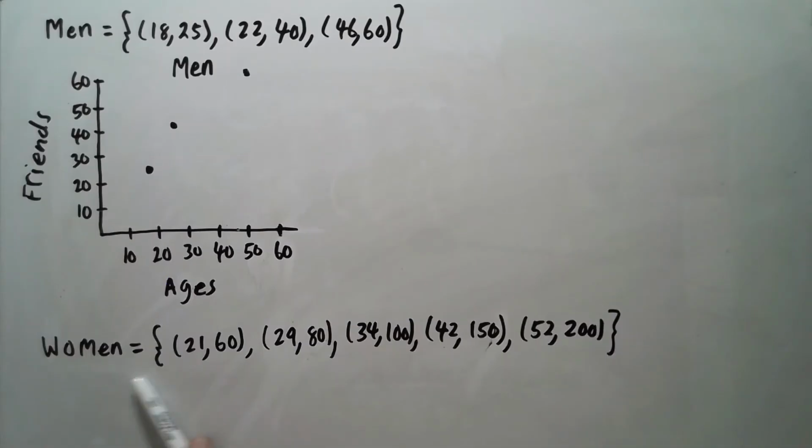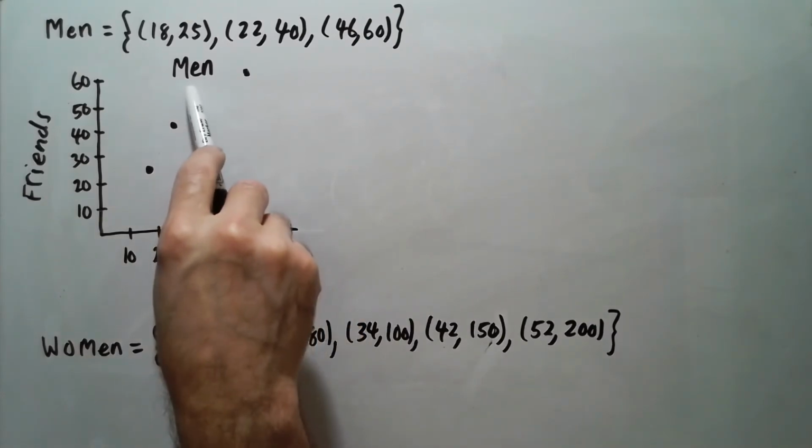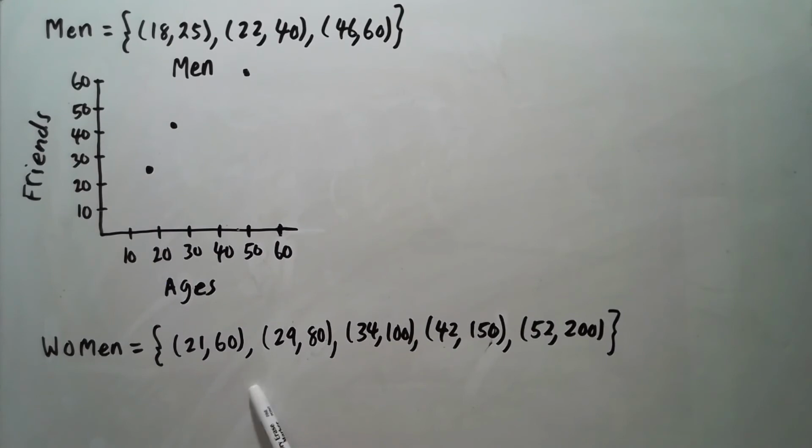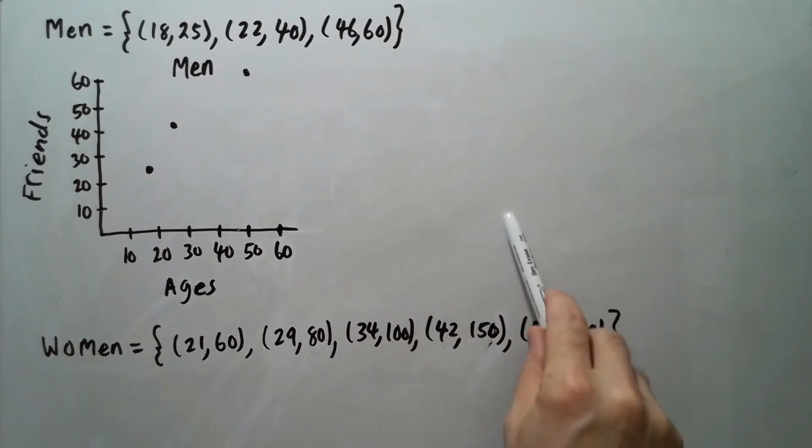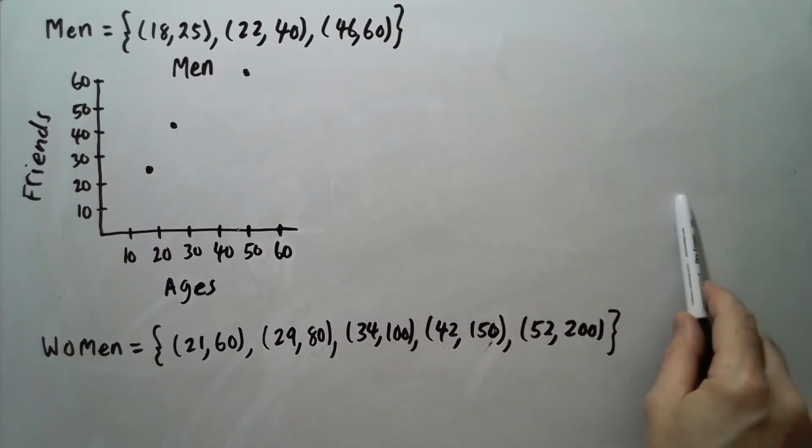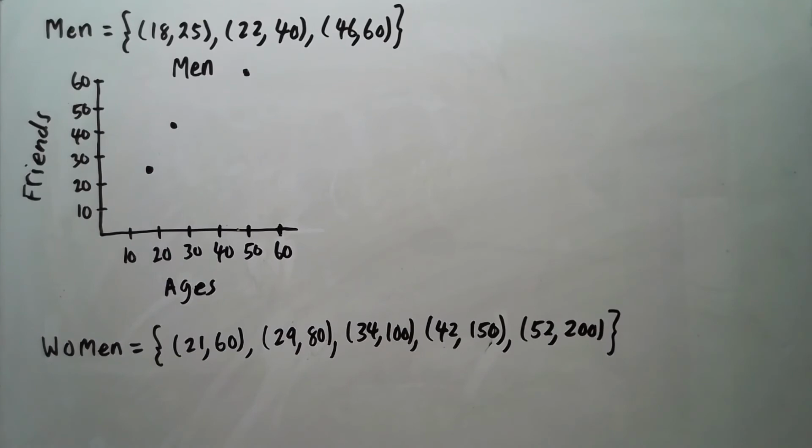So here's my women's points down here. So we're going to do a graph similar to this one. This is the men's one up here. So let me do a graph here. Again, friends going this way, ages going this way. So doing that, we get then.